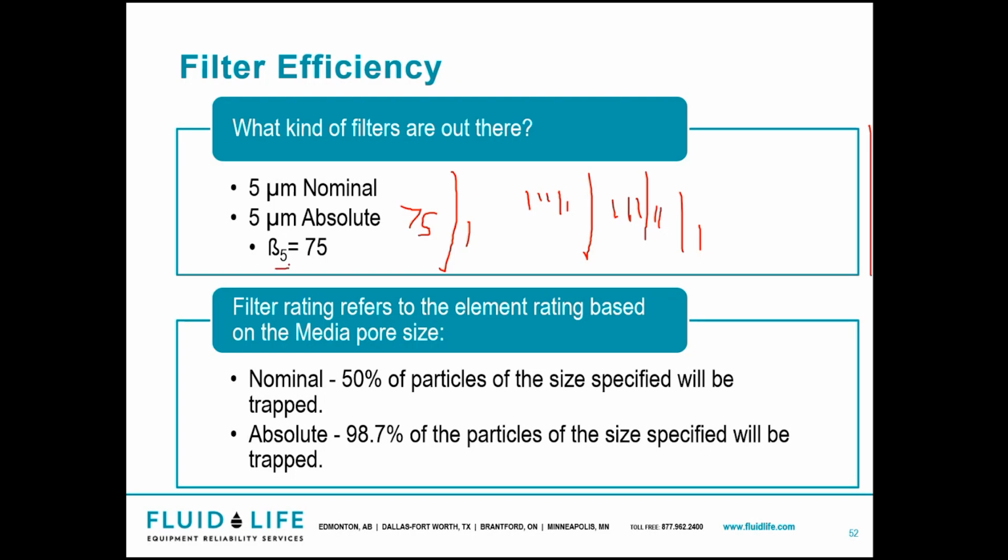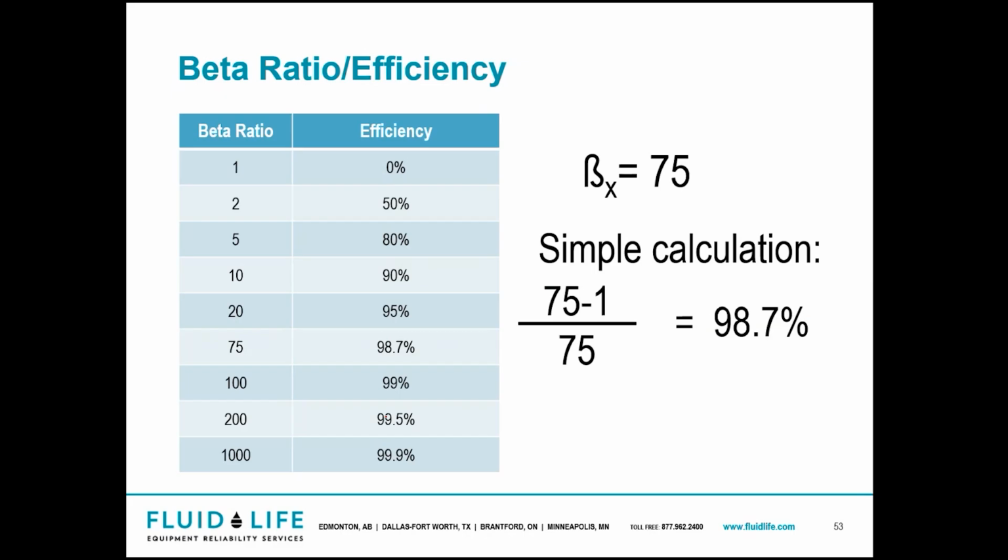So our filter rating is that small subscript 5, and then this is our efficiency, 75, so 98.7%. On the next slide, I'll show you where I get that 98.7. Basically it's a simple math equation: 75 minus 1, over 75. Now, most of the filters you see for a vehicle are going to be about 40 micron in size, and they're typically only about 40 to 50% efficient. I'll show you why that might not necessarily be a bad thing.